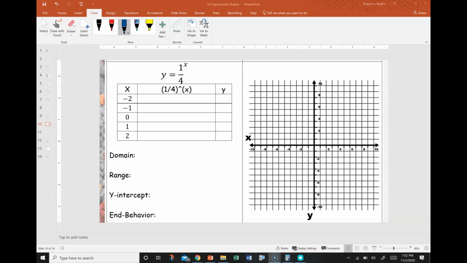All right, let's see what happens when we have a fraction to an exponent. So notice this is actually talking about the entire fraction, 1/4 to the x, not just the 1 to the x. It's 1/4 to the x. So this is how we type it into our calculator.